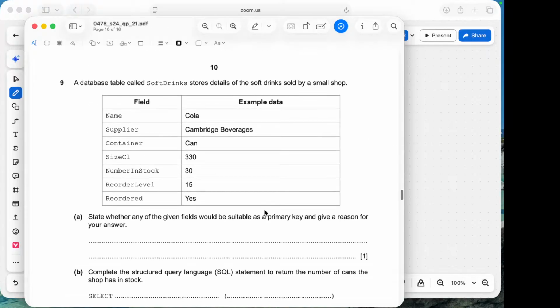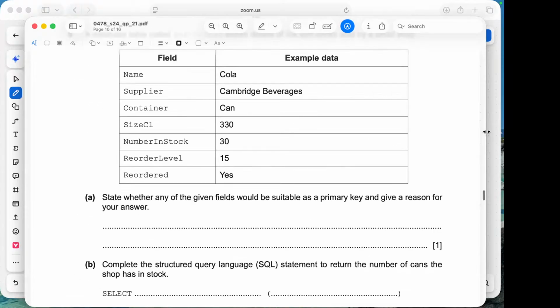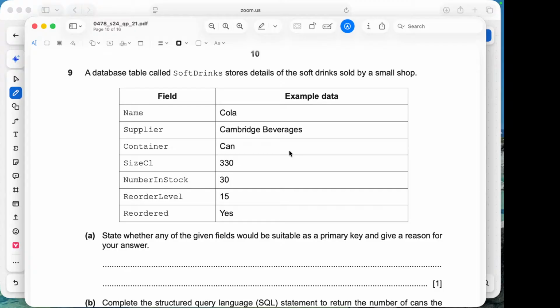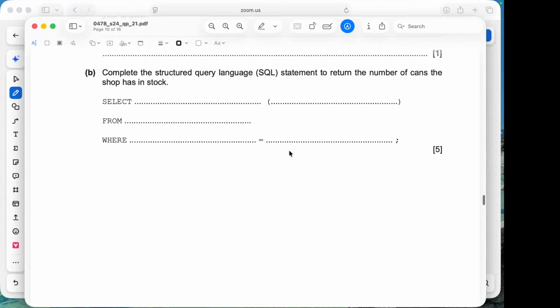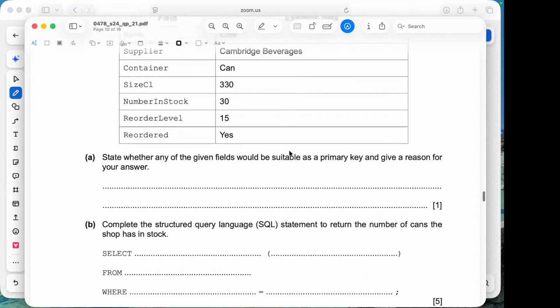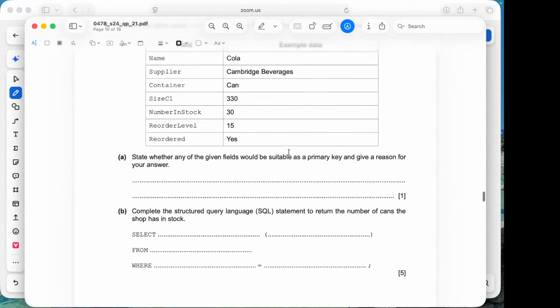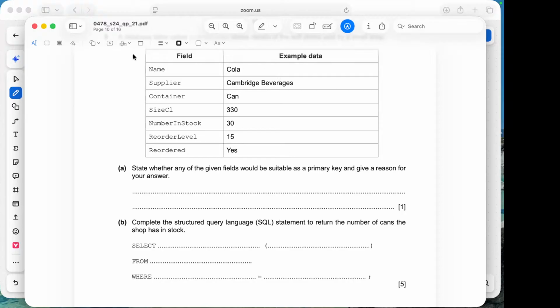We were doing the database question, and we looked at this question here about primary keys, and we ran out of time to do the SQL one. I didn't want to do this one last night in case it took a bit longer. So: complete the structured query language statement to return the number of cans the shop has in stock. So we're going to write the SQL. They've given us the template for the SQL, which is always nice. And they've also given us a basic outline of what we need to fill in here.